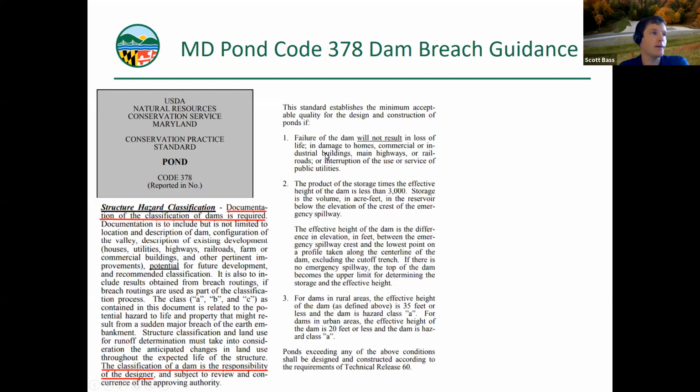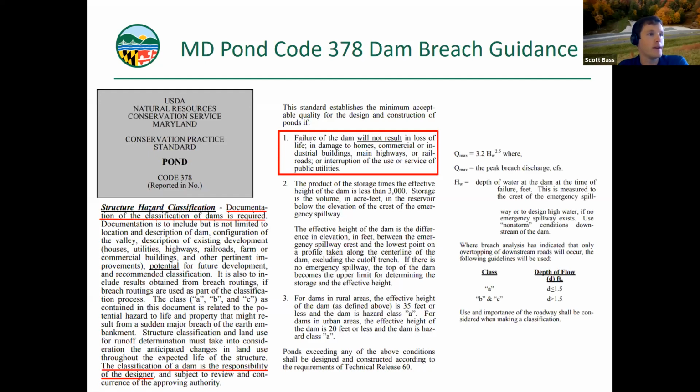Again, this is only acceptable under the pond code if the failure of the dam will not result in loss of life and damage to homes, commercial or industrial buildings, main highways or railroads, or interruption of the use of or service of public utilities. And finally, Pond Code 378 goes into how this should be determined, and it has a fairly conservative criteria for determining what the resultant flow would be if a small pond were to breach, and that only considers the height of the dam, which is a problem that I'll touch on a little bit later.